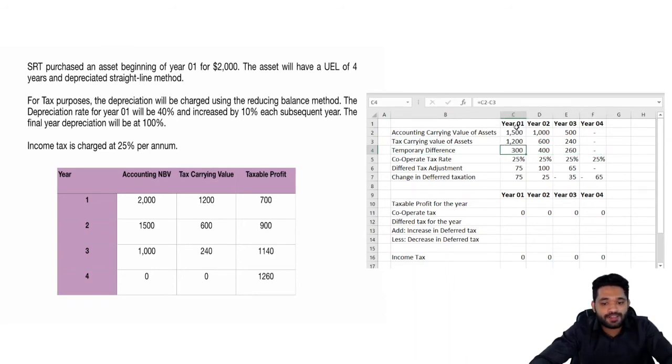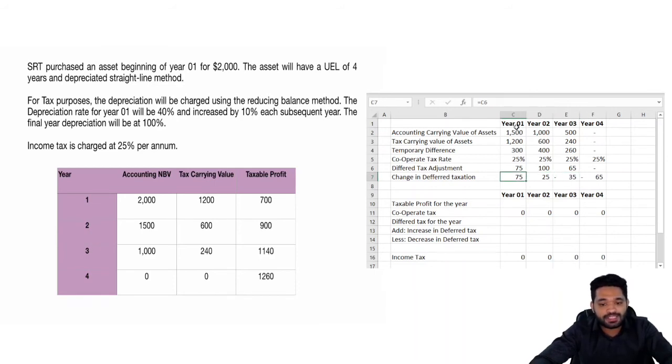The temporary difference is going to be multiplied by your corporate tax rate, and you will get your deferred tax for the year. So for the first year, your deferred tax account will have a balance of 75. In the second year, your deferred tax will have a balance of 100. So now if you look at the last one here, you see that 75 was the change in the first year, 25 was the change in the second year. Altogether, it's 100. And then it gets paid off in the third and the fourth year. 35 in the third year, 65 in the fourth year.